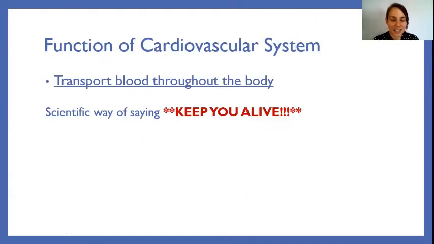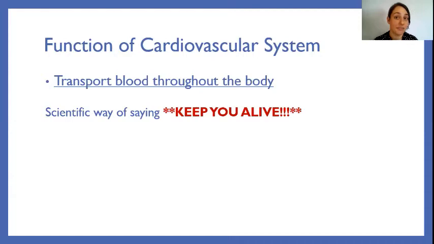Now, the big function of the cardiovascular system is to transport blood through our body. Now, it has to reach our entire body or cells will die. And with this blood that we're transporting, we're oxygenating it. Obviously, we're bringing in that fresh oxygen and we're removing that carbon dioxide. But that's going to be the function of the cardiovascular system. It has to continually wash our cells with fresh nutrients and gases.